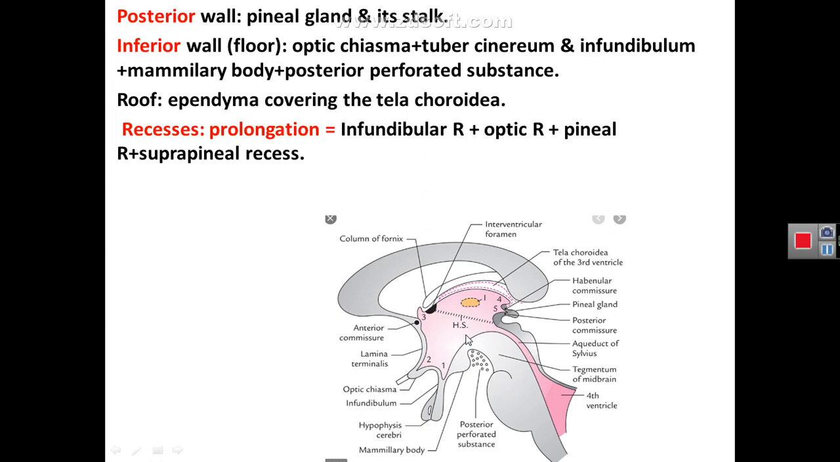There are extensions or prolongations from the third ventricle, as you can see. Number 1 of this prolongation is this one, called the infundibular recess. Number 2, above the optic chiasma, is called the optic recess. And number 5 here is called the pineal recess. Above it, this is the suprapineal recess and so on.